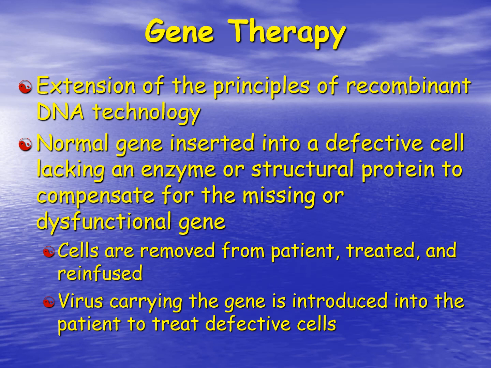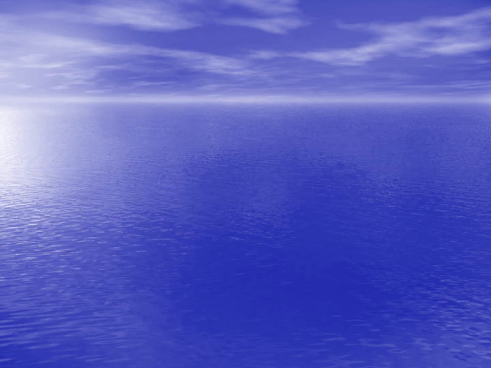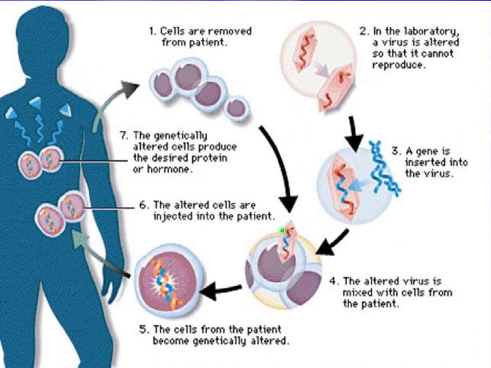Oftentimes, we're going to use viruses that carry the genes that are introduced into the patient's cells to actually treat these defective cells. So what we'll see is cells are removed from the patient. They are then actually infected either with an adenovirus or retrovirus that has been genetically modified to carry the gene that we want to implant into the patient. And oftentimes, actually, we take out the entire viral genome and put in just the gene that we want.